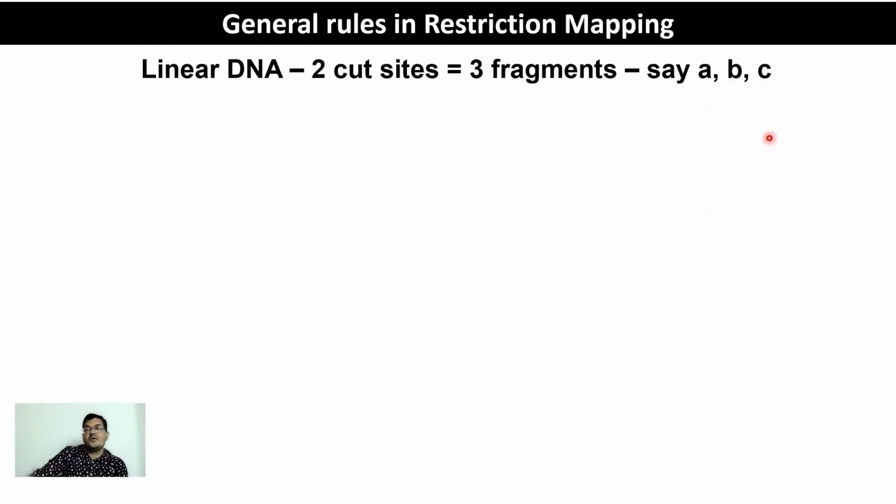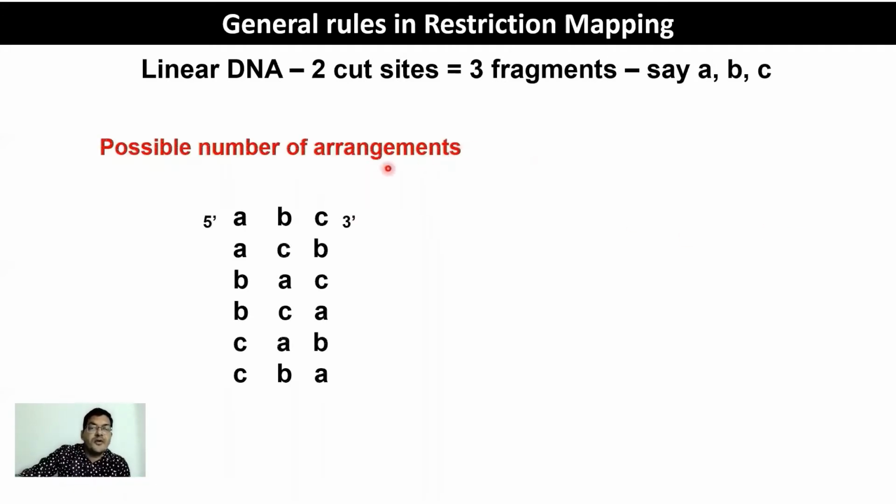So this is your 3 fragments that you can obtain. Now the question is, in how many different ways can you arrange these fragments here? So let's see that here. So here you are, possible number of arrangements. If this is the 5' end and this is the 3' end, you will have 6 possible arrangements here: ABC, ACB, BAC, BCA, CAB, and CBA.